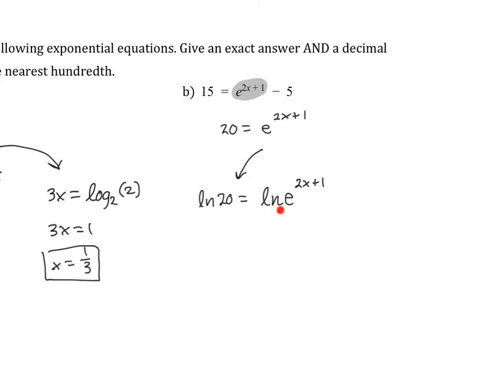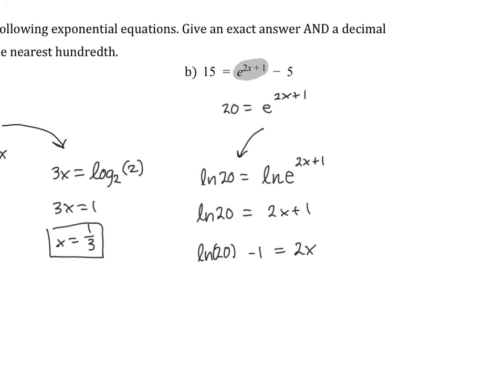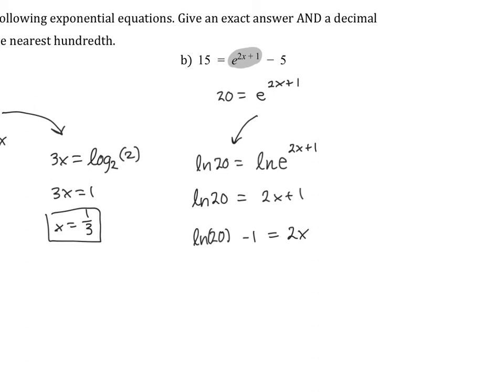Just remember, natural log has base e. So on the left side of our equation, this will stay natural log of 20. And then on the right side, remember, if the bases match, your answer is whatever is left over, so 2x plus 1. And then from here, we just need to finish solving for x. So subtract 1 from both sides. So we have natural log of 20 minus 1, so this minus 1 is outside of the natural log, equals 2x. And last, we're going to divide both sides of our equation by 2. So x equals natural log of 20 minus 1 all over 2.